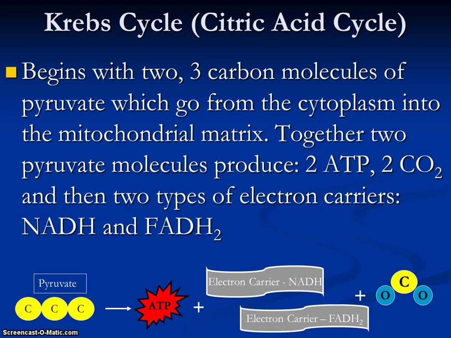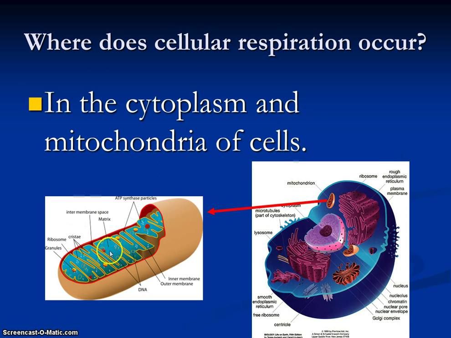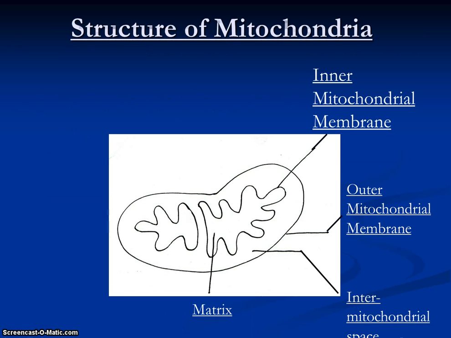Once those two pyruvate molecules are transferred into the matrix of the mitochondria, let me go back just real quick and look at the matrix again. So here's the picture of the mitochondria. Here is the inner membrane. Here is the matrix, okay? The matrix of the mitochondria. So those two pyruvate molecules are going to be transferred into this part.